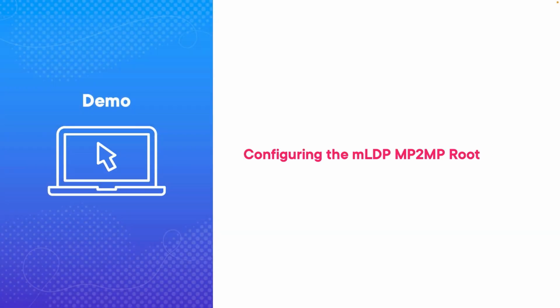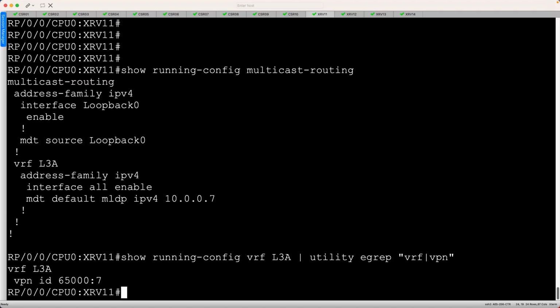It's time to prepare GlobalMantics for multicast LDP transport by configuring the root node, then enabling the default MDT in the customer VRF. For variety, this time we'll start on IOS XR. I've displayed the multicast routing configuration on XRv11, and there are a few changes from last time.